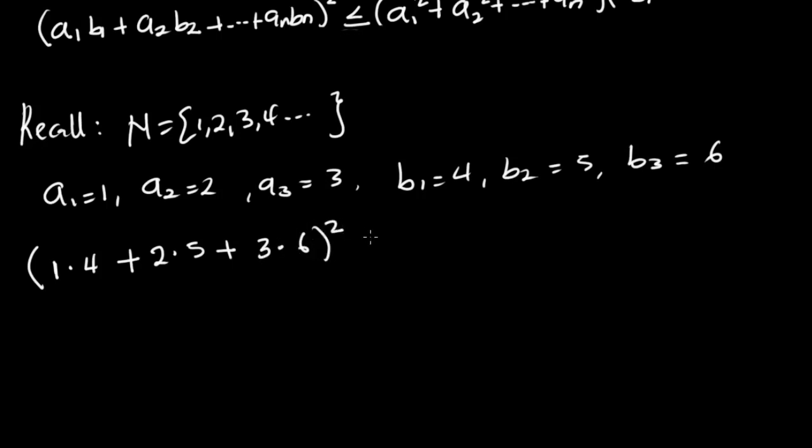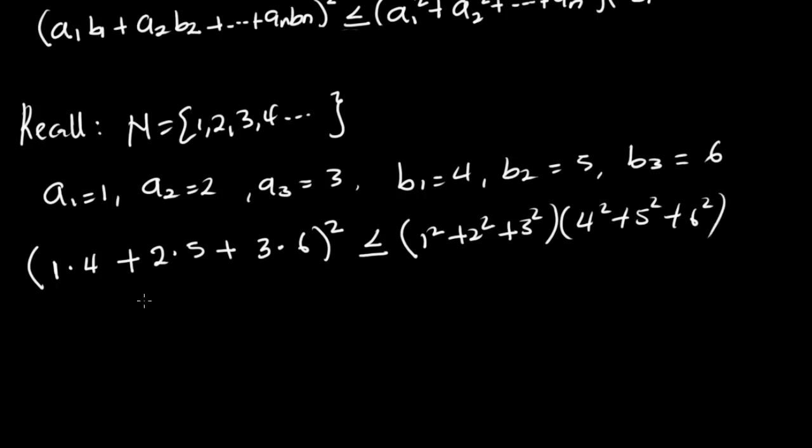Then we square this. So let's see whether it is less than or equal to a1 squared, which is 1 squared, plus 2 squared, plus 3 squared, times 4 squared, plus 5 squared, plus 6 squared. Here, everything here is equal to 1024, and everything here is equal to 1074. So from here we can see that 1024 is less than 1074. So we know that this particular theorem stands true.